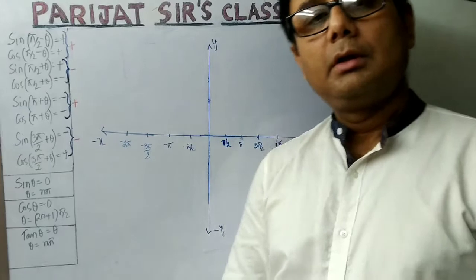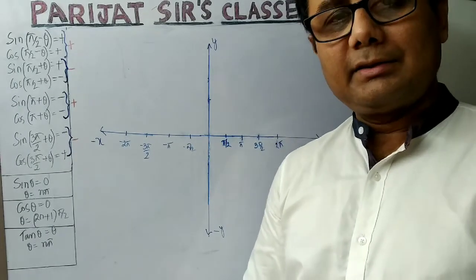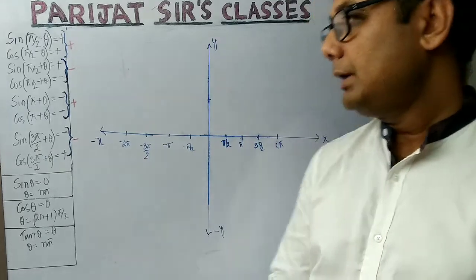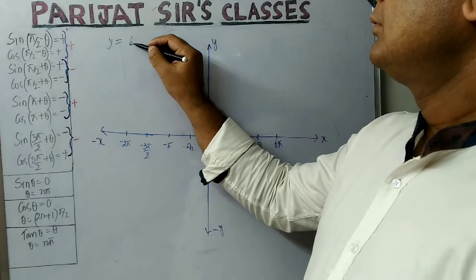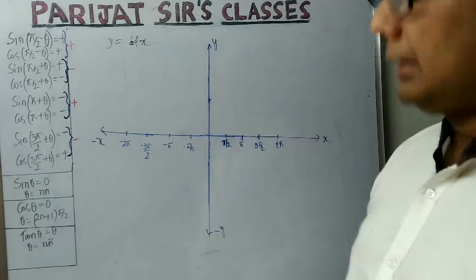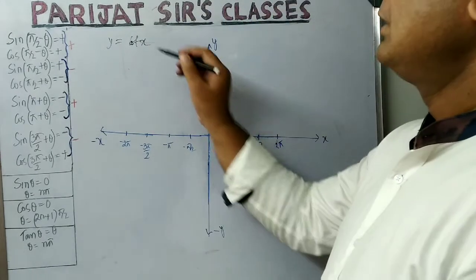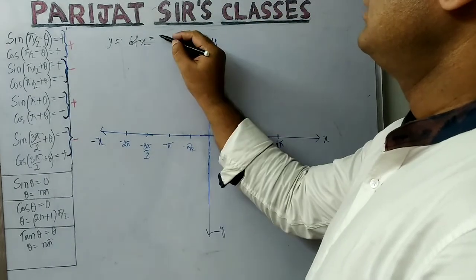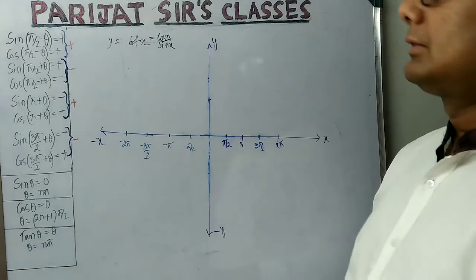I was showing you in the first video the plotting of sin x, cos x and tan x. Today I will be showing you y is equal to cot x. So let's see, cot x is equal to cos x by sin x.